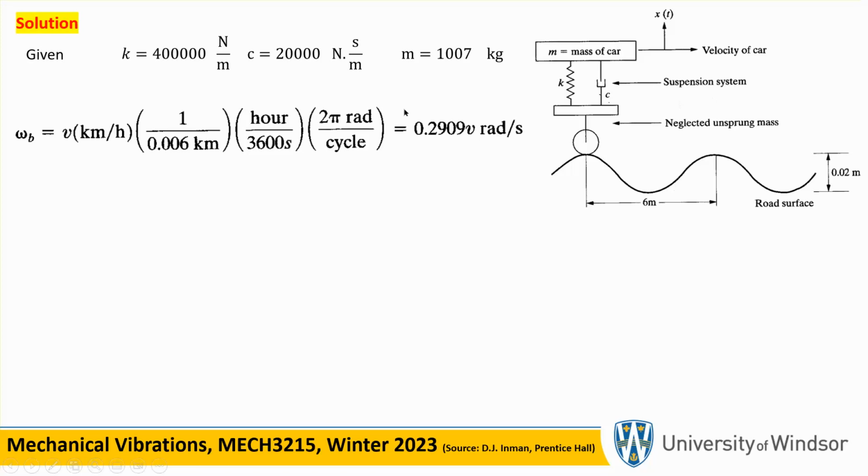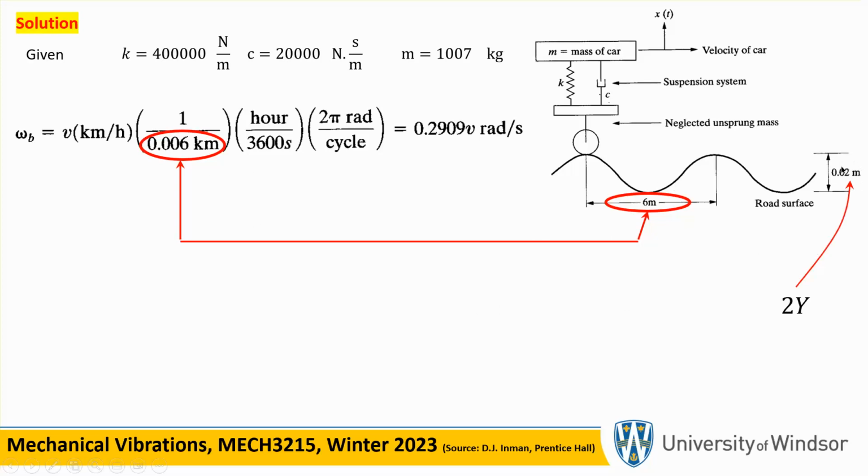So you plug in all these things, and you get this expression. The frequency of oscillation of the suspension is 0.2909 times the velocity of the car in kilometers per hour. All the conversions were done here. If it goes at v kilometers per hour, multiplied by 0.2909, you get the frequency of oscillation of the foundation or the base. That's what this 6 is. Now, remember, this is 2Y, so big Y is actually just 0.01.